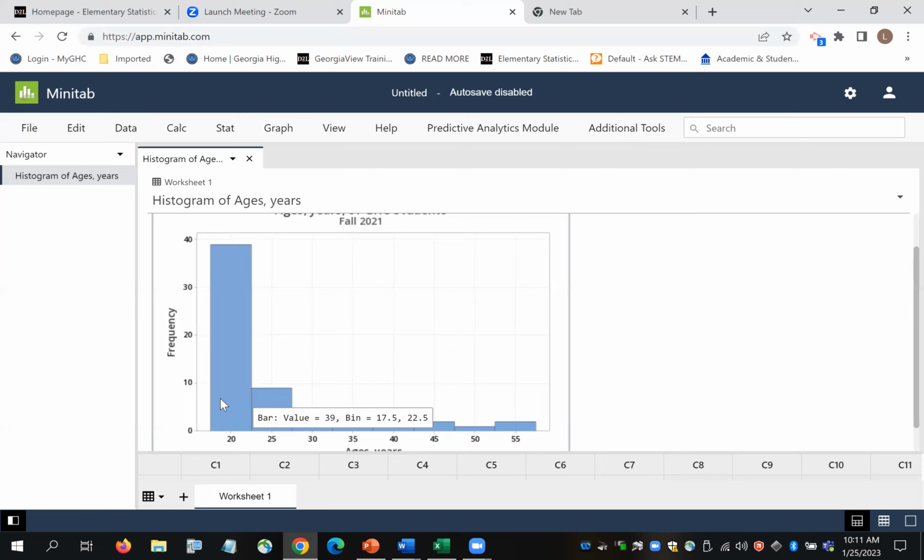So there were 39 students between the ages of 17.5 and 22.5. If I scroll over the next one, it tells me that it's the bin 22.5 to 27.5, and there were 9 values. You can go way over here to the end. I had the bin 52.5 to 57.5, and there were 2 values. So it's a little bit interactive when it's still in Minitab, and you can learn information by hovering your mouse over the bars.